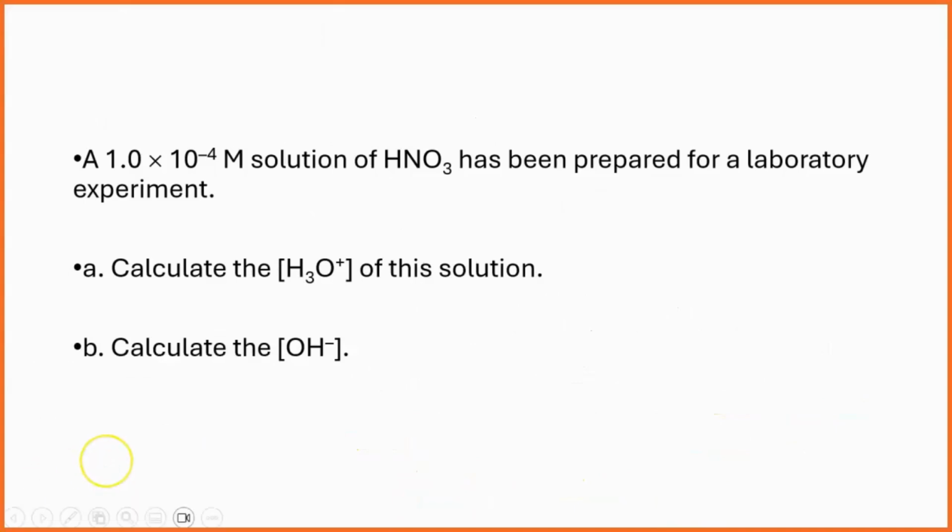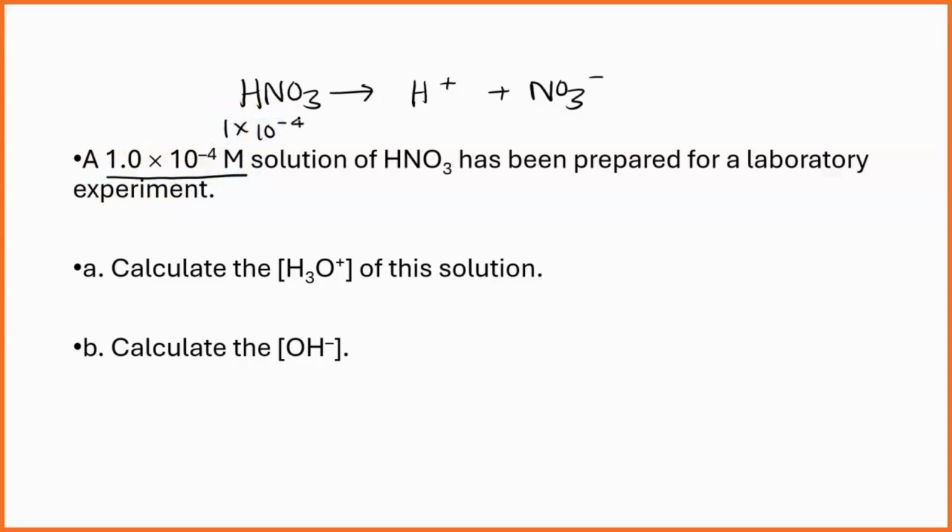Okay, we want to start with the dissociation equation. So we have the HNO3. It's going to break apart into your H plus and your NO3 minus. We're given the concentration of the solution, 1 times 10 to the negative 4. So is the concentration of hydrogen exactly the same as that value? Yeah, it's a 1-to-1 ratio, so it's exactly the same. And we already know our H3O plus then, the same exact value as the solution.